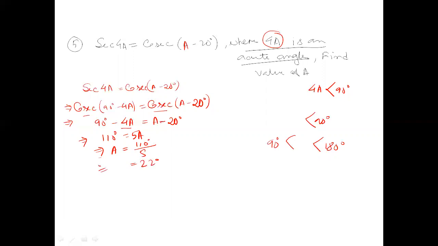Now see, we have found the value of a, 22 degree. Now here it is given that 4a is an acute angle. So multiply with a, that means 22, it will be 88 degree. So it satisfies the condition. So that's why the answer will be 22 degree.